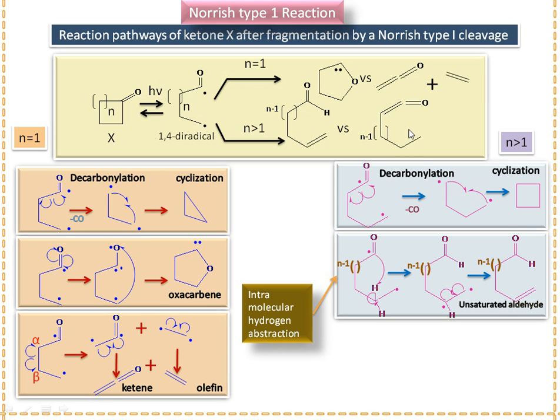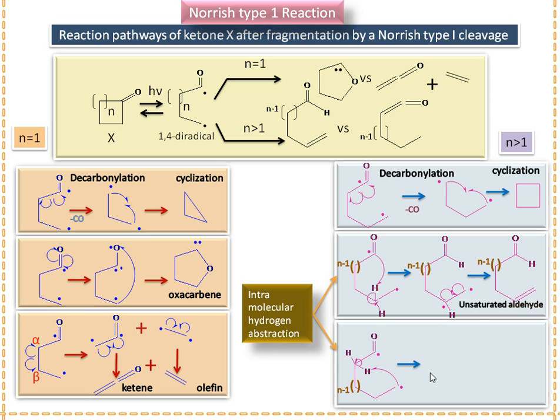The formation of ketene is also by intramolecular hydrogen abstraction. Here, this radical abstracts this hydrogen, releasing another new biradical. These biradicals recombine to give ketene.